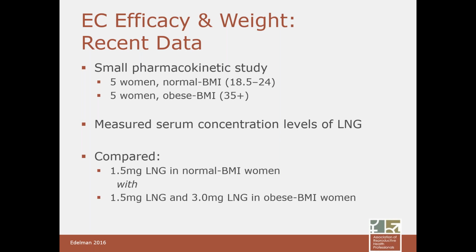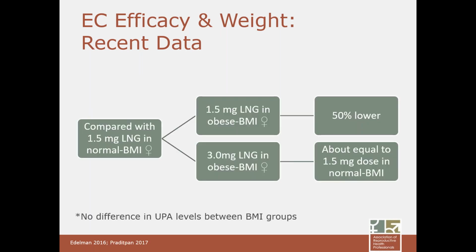The study that's depicted on this slide looked at 5 women, a small number, who were of normal BMI and 5 who were obese. Each of them were given the usual 1.5 milligram dose of Levonorgestrel, and serum concentration levels and areas under the curve were calculated in both populations. Following this, the women who were obese were given a dose of 3 milligrams of Levonorgestrel, and the same pharmacokinetic studies were conducted. The second study looked at a slightly larger number of women and was a crossover with Levonorgestrel and UPA. And on the next slide, we'll see some combined data from the studies.